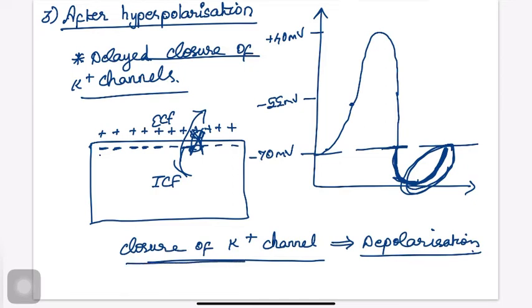As closure of the potassium channel causes depolarization, which means decreasing negativity, right? So the inside negativity is getting decreased, which causes the membrane potential to reach the resting membrane potential again. So after hyperpolarization will cause the membrane potential to reach the resting membrane potential after the downstroke. Understood? Okay, now we should understand why nature provides us with the slow opening and delayed closure potassium channel.